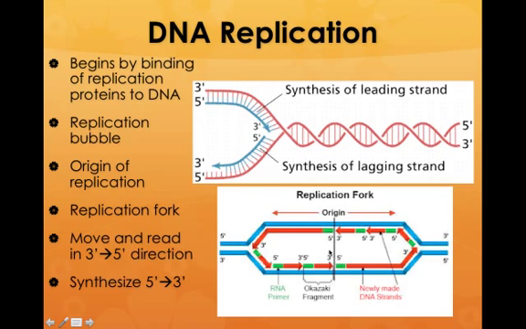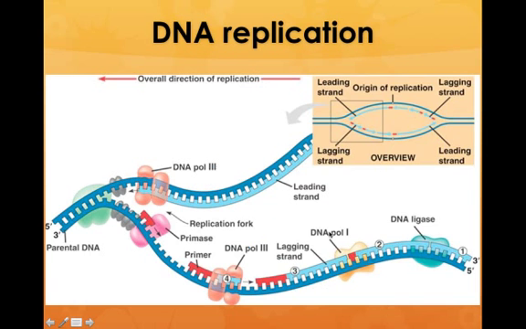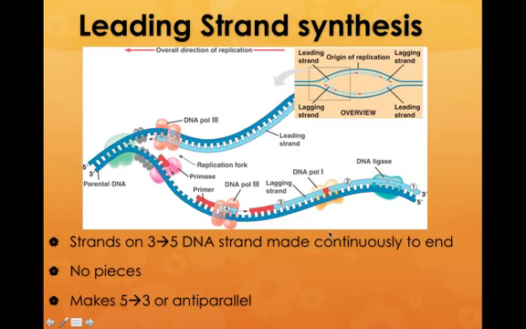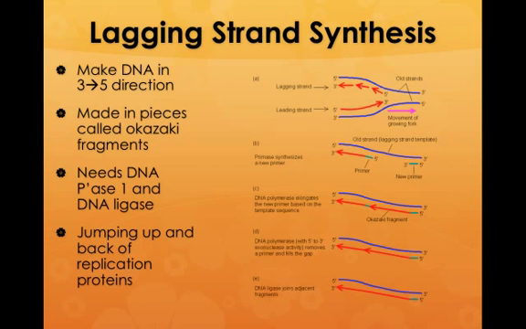So first thing that's going to happen, helicase comes in. Second thing that's going to happen is an enzyme called RNA polymerase, or primase, is going to lay down a piece of RNA primer, this green piece here. Let's see if we have a better picture here.